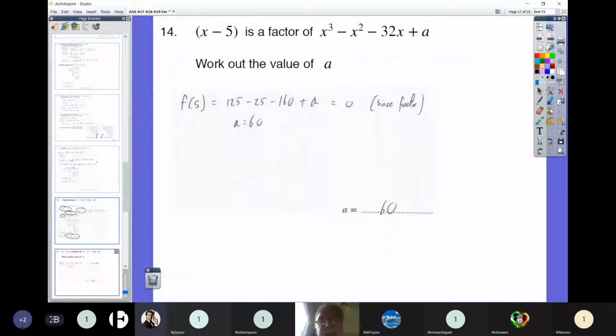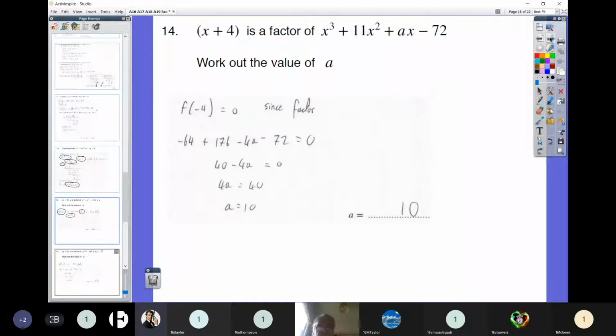Now 14, this isn't that difficult, okay? Work out the value of A once you know that x minus 5 is a factor. Well, just substitute 5 in, and then in order for that to be 0, A's got to be 60. They just haven't quite given you the whole of the quadratic. You know x minus 5 is a factor, so when you sub plus 5 in, you've got to get a final answer of 0. Therefore, it's easy to work out what A is.